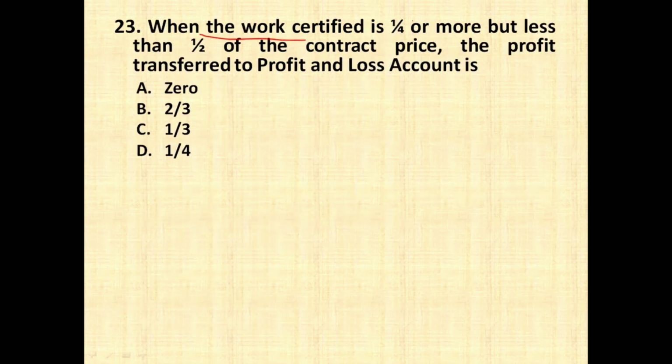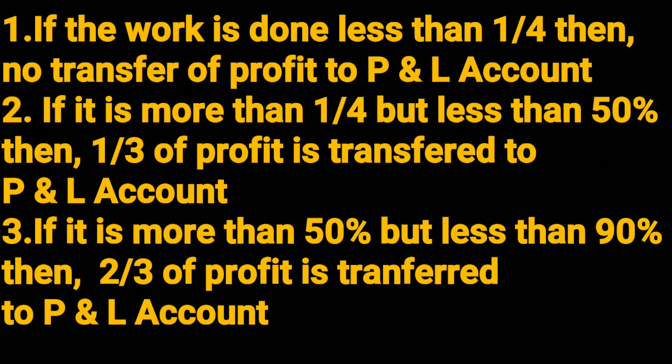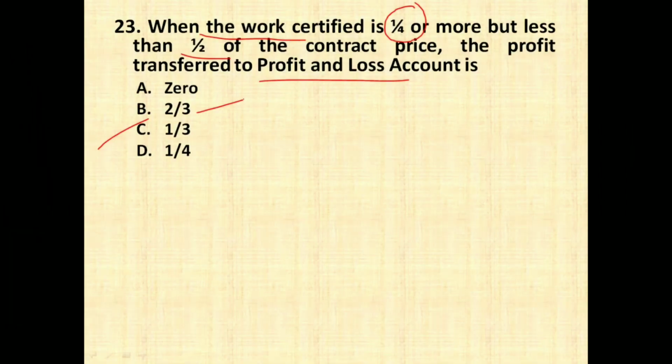When the work certified is 1/4 or more but less than half of the contract price, the profit transferred to profit and loss account will be? So remember the rules of contract accounting. If the work done is less than 1/4, then you should not transfer any profit to profit and loss account. If it is between 1/4 of the work and less than half of the work, you have to transfer 1/3 of the profit. If it is more than 50%, that is more than half, but less than 90%, then you have to transfer 2/3 of the profit. So remember these rules of transferring profit to profit and loss account in contract accounting.